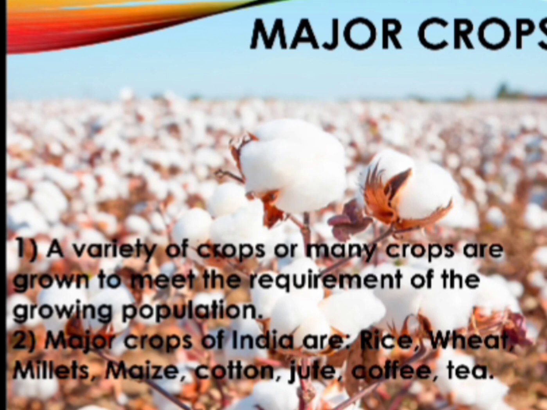The next major crop is maize. Maize requires moderate temperature, rainfall, and a lot of sunshine. It grows well on fertile soil. Maize is grown in North America, Brazil, China, Russia, Canada, India, and Mexico.